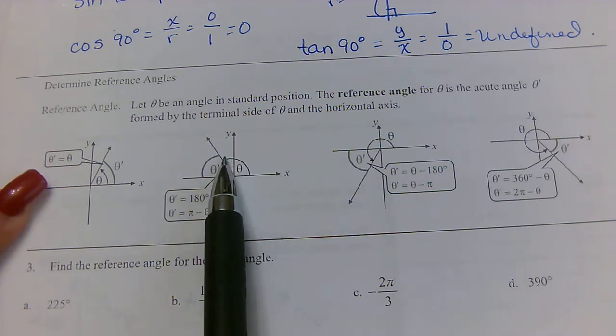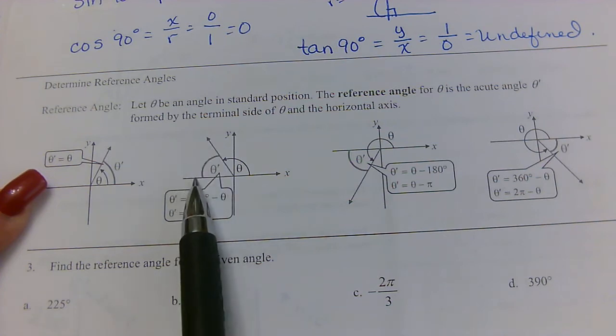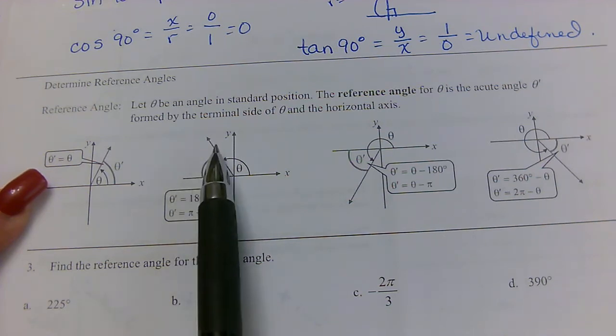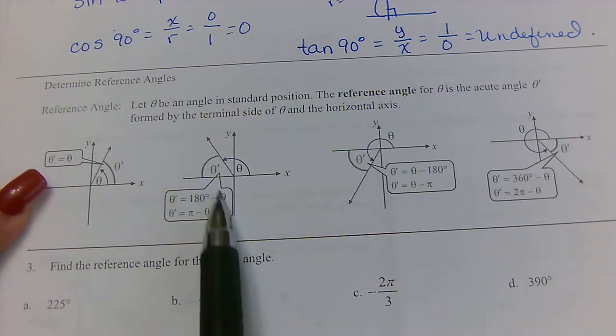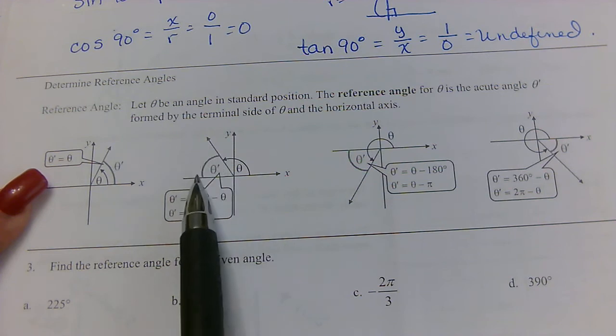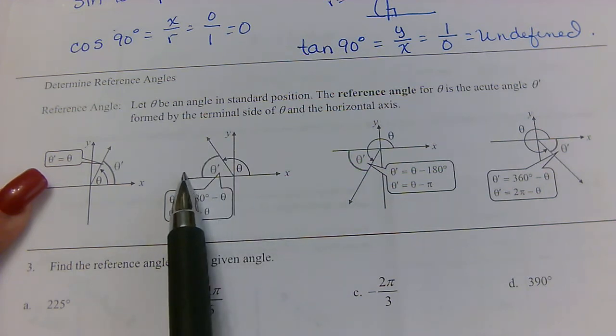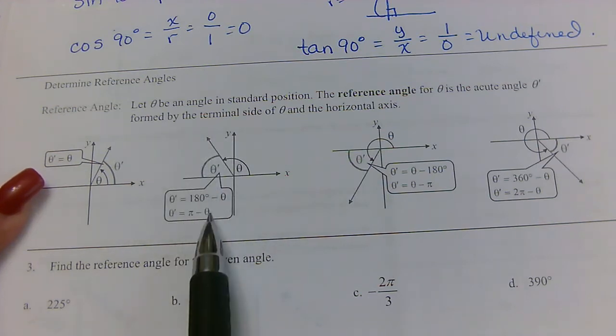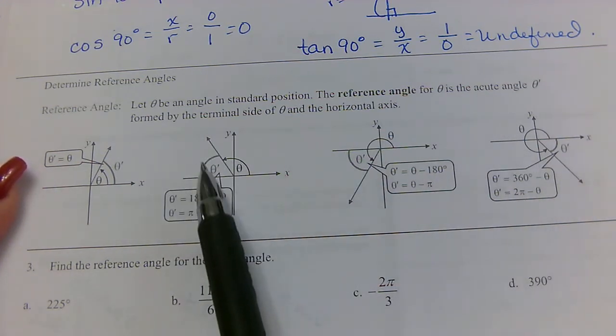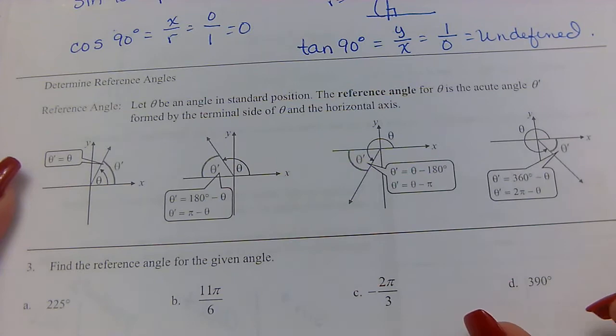This is our theta that's given, but the reference angle will be from the line to the x-axis. So we wouldn't go from here to here. It has to be an angle less than 90 degrees. So if we're in quadrant 2, we're going to have to say, oh, well, if this line is 180 degrees, I'm going to have to subtract the angle that I'm given if I'm given an angle in quadrant 2. That is going to be our reference angle here.